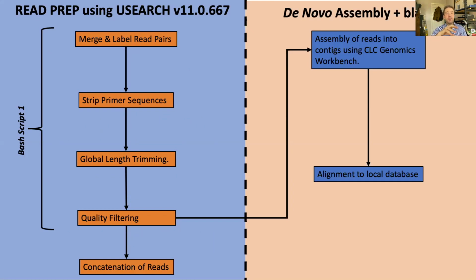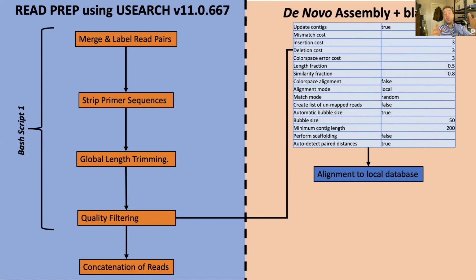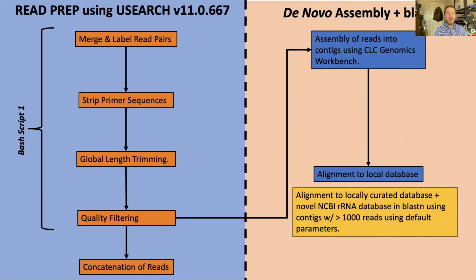Once quality filtering is finished, our filtered reads are to the side. We will use them further down in this same script and assemble them de novo to contigs using the CLC Genomics Workbench with the following parameters that I'm showing here. These can, of course, be tweaked and changed according to needs, and after which we will align this to our local database.